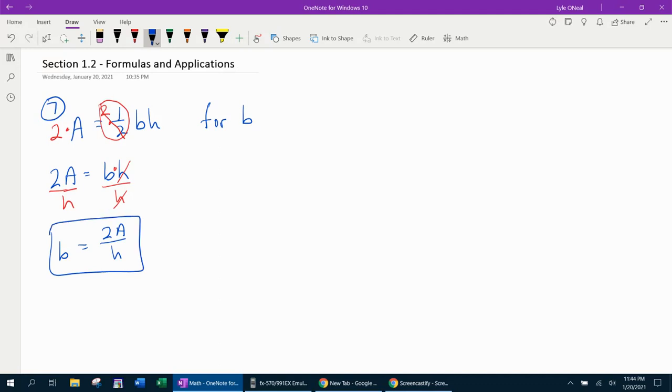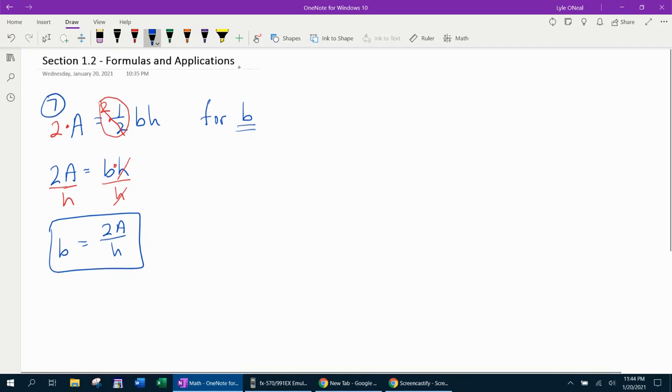And now do you see what our objective is? Whatever letter they want us to solve for, that's the letter we need to isolate. All right, next example, number 19.